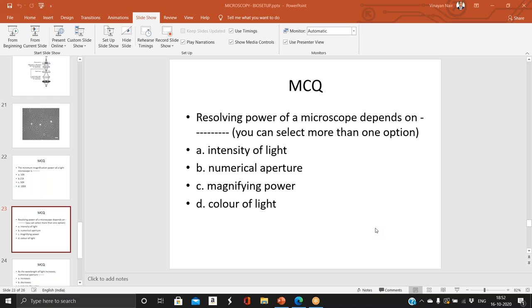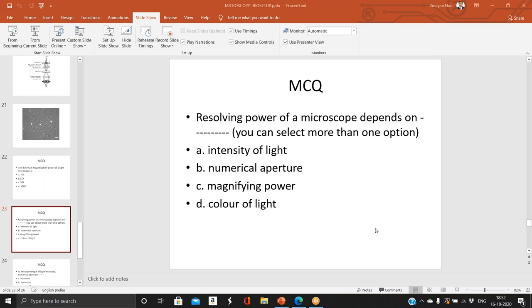Good, very good. A is intensity of light. B is numerical aperture. And D is color of light. Very good. Any more answers? I need two more answers. Maunia and Lalti Yadav. This is based on my last class actually. Direct question. Very direct question. Nothing confusing. I have written the same in my slides. If you have gone through my slide, it is very easy.